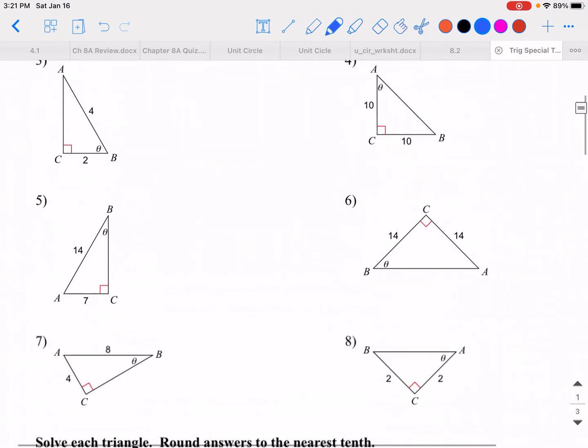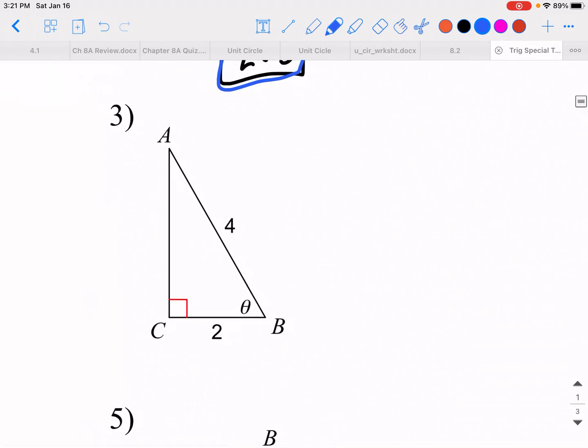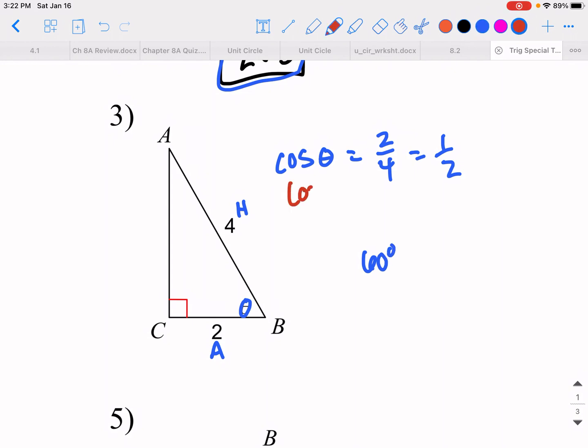Okay, let's look at 3 here. Another special right triangle. Now, we'll have to find theta. I have the adjacent side and the hypotenuse, so we'll do cosine of theta is equal to our adjacent over hypotenuse, 2 over 4. If you happen to have it memorized, I can see that 2 over 4 just simplifies to 1/2, and cosine of theta at 1/2 is 60 degrees. But you're more than welcome to use the inverse.